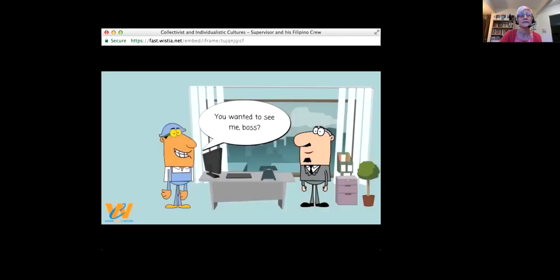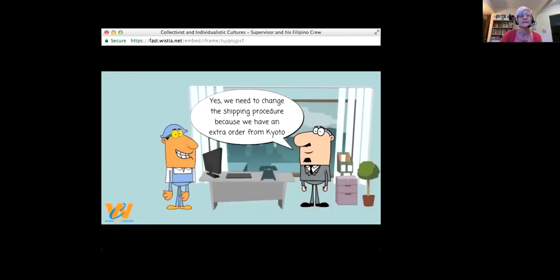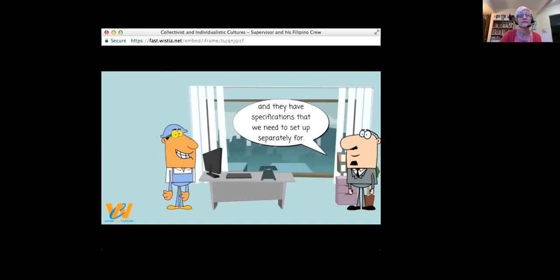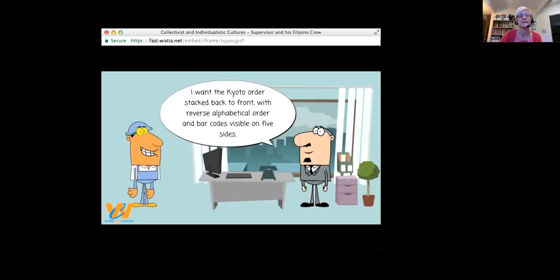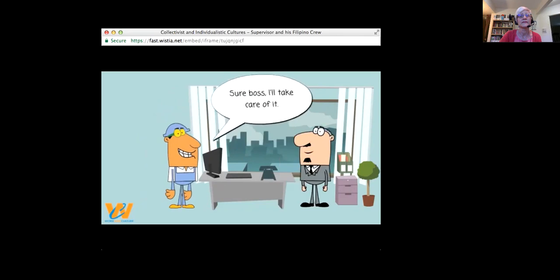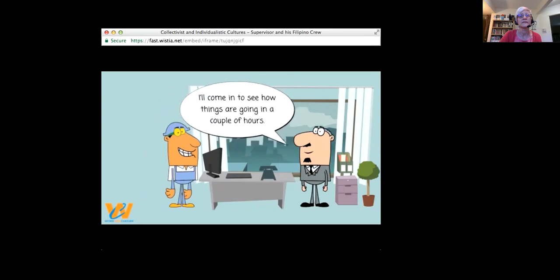You wanted to see me, boss? Yes, we need to change the shipping procedure because we have an extra order from Kyoto and they have specifications that we need to set up separately for. What do we need to do? I want the Kyoto order stacked back to front with reverse alphabetical order and barcodes visible on 5 sides. Do you understand? Sure, boss. I'll take care of it. I'll come in to see how things are going in a couple of hours.